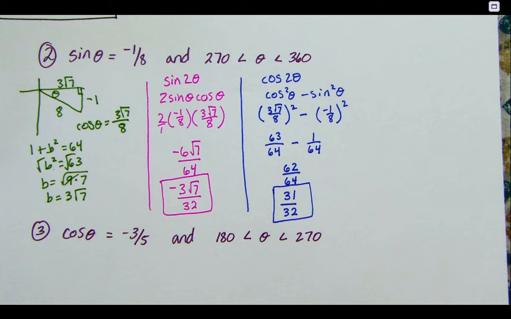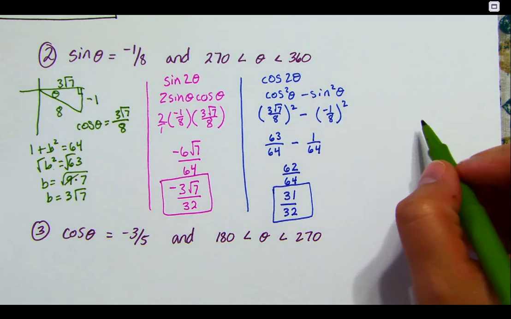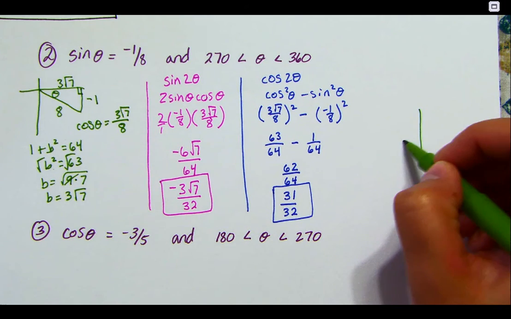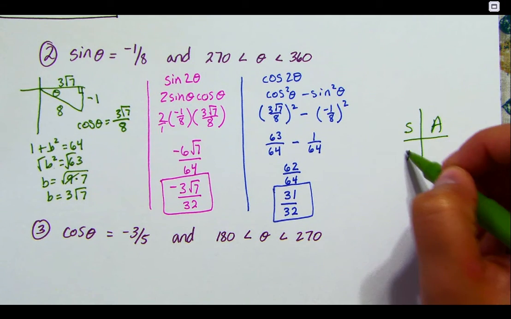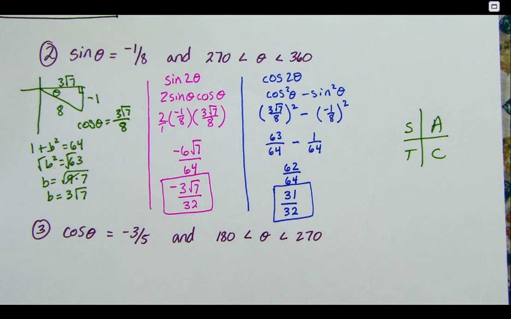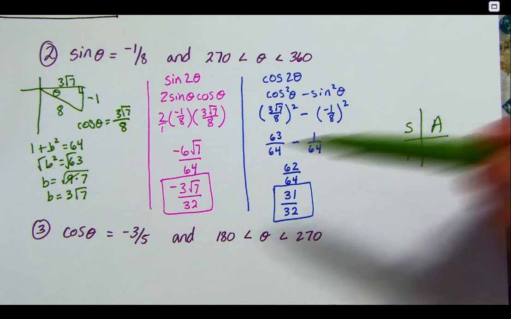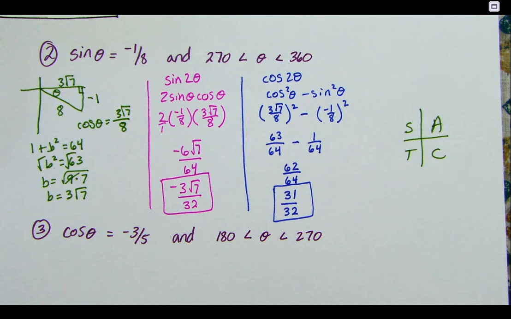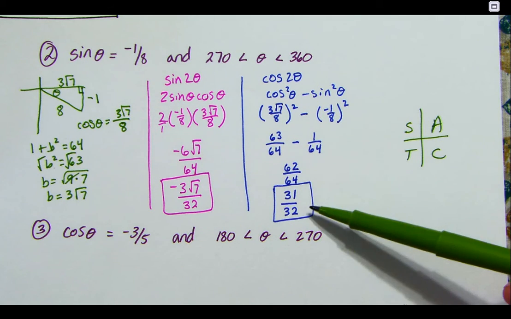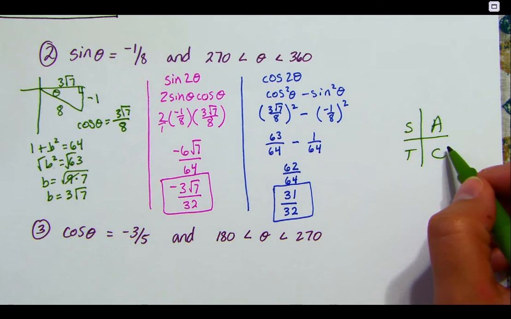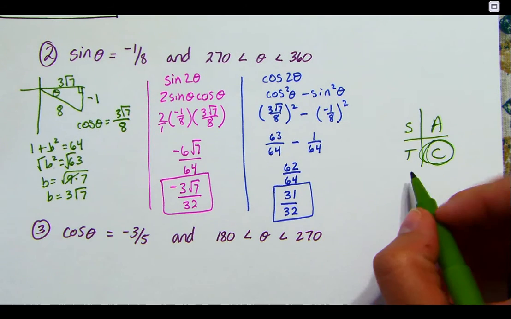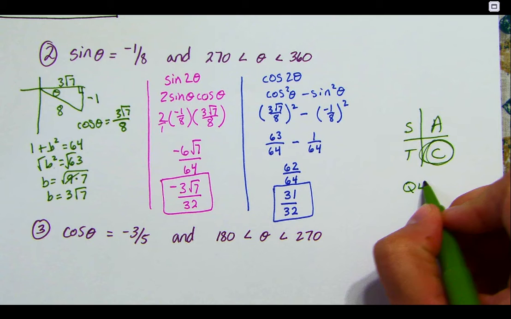And then to figure out the quadrant that our answer is in, all students take class. So looking at that, cosine is positive. So technically it would have to be in one of these two, but our sine is negative. So because cosine is positive and sine is negative, that happens in this quadrant. So our answer would be in quadrant 4.